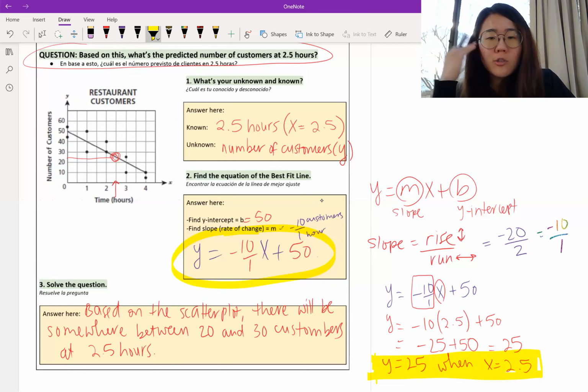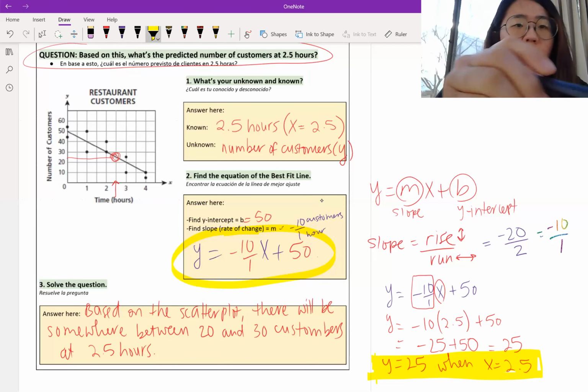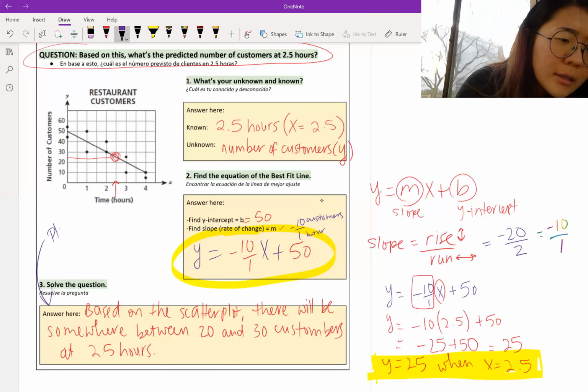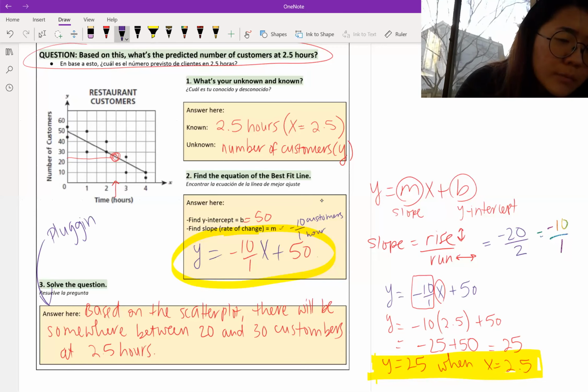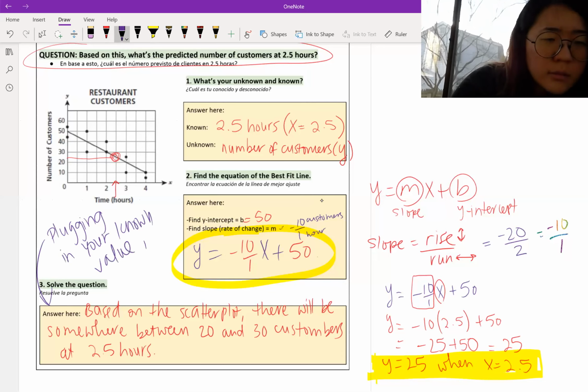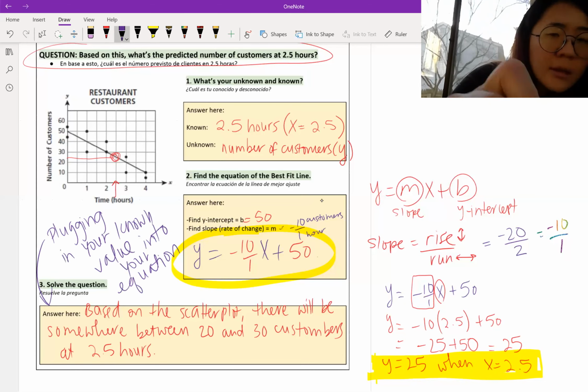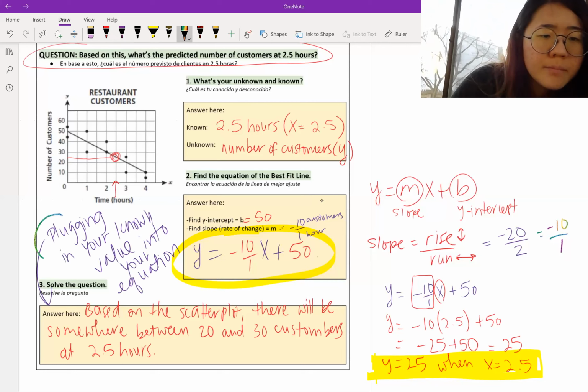I think as long as you understand that you're plugging your known value into your equation, that's the most important thing that you want to remember. Okay?